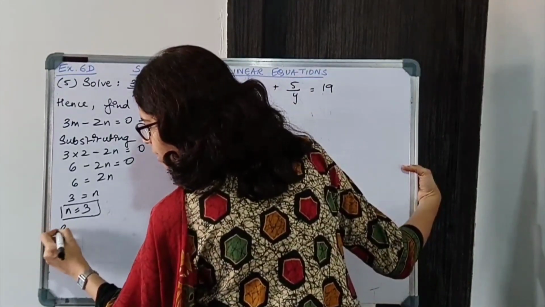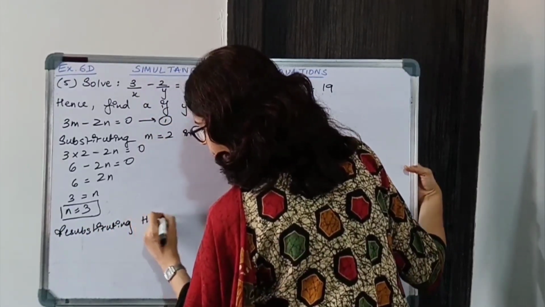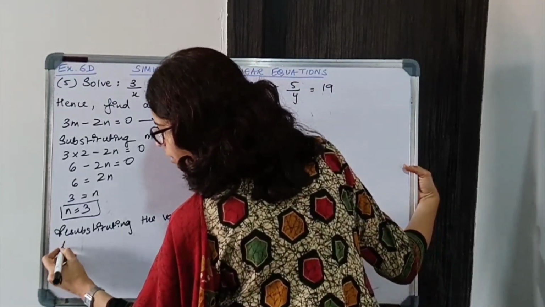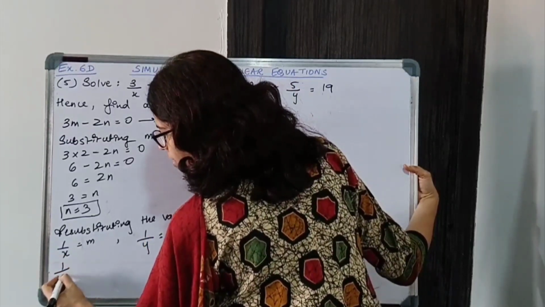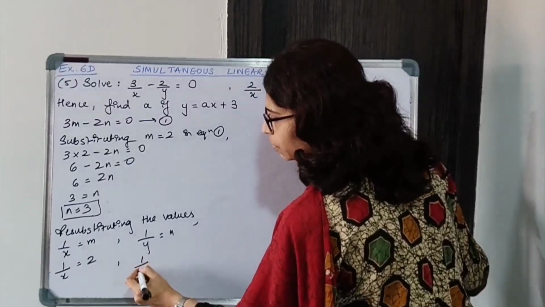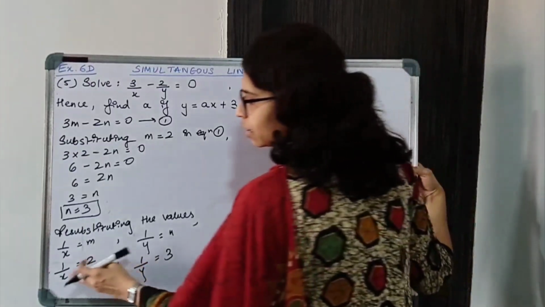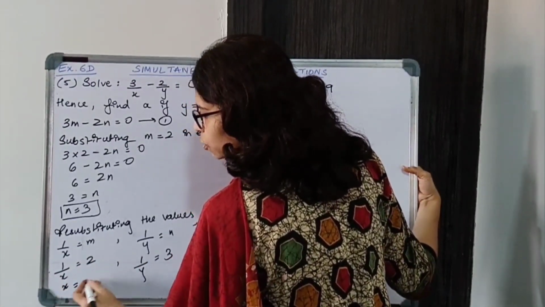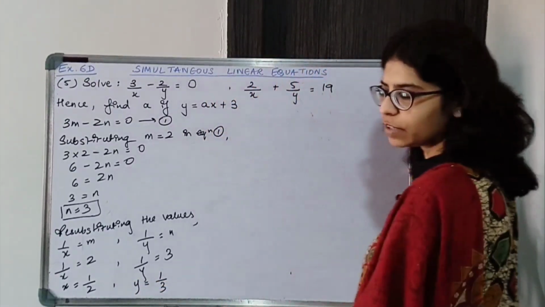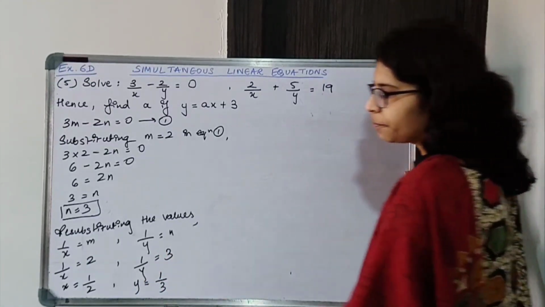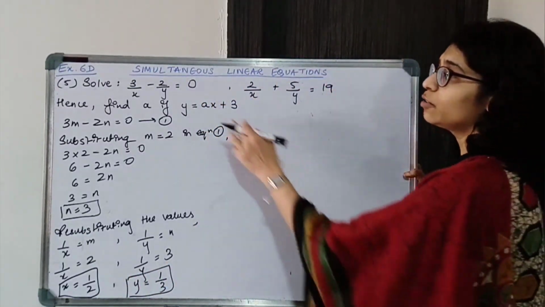So resubstituting the values, so 1 upon x equals to m and 1 upon y equals to n. 1 upon x will be equal to 2 and 1 upon y will be equal to 3. Taking reciprocal on both the sides, 1 upon x becomes x and 2 becomes 1 upon 2, and y is equal to 1 upon 3. 1 upon y will become y and 3 will become 1 upon 3. So we found the values of x and y. Now we need to find the value of a.